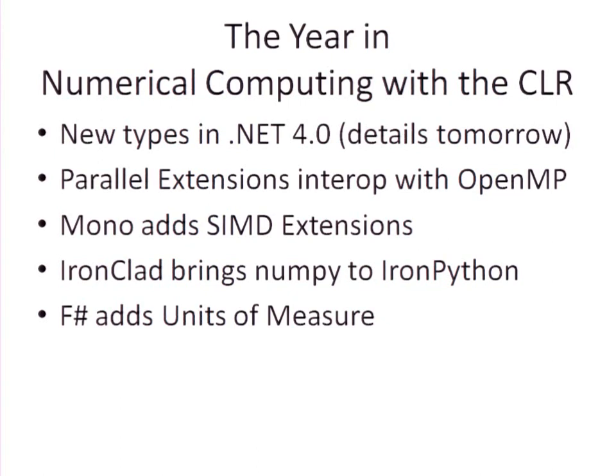Third is that Mono has published extensions for SIMD instructions, single instruction, multiple data, which should speed up some calculations. Fourth is IronPython has finally gotten NumPy support through the work of Resolver Systems, who have developed Ironclad, which is an interface between IronPython and CPython extensions. And finally, we have F# coming up, which has also added units of measure.